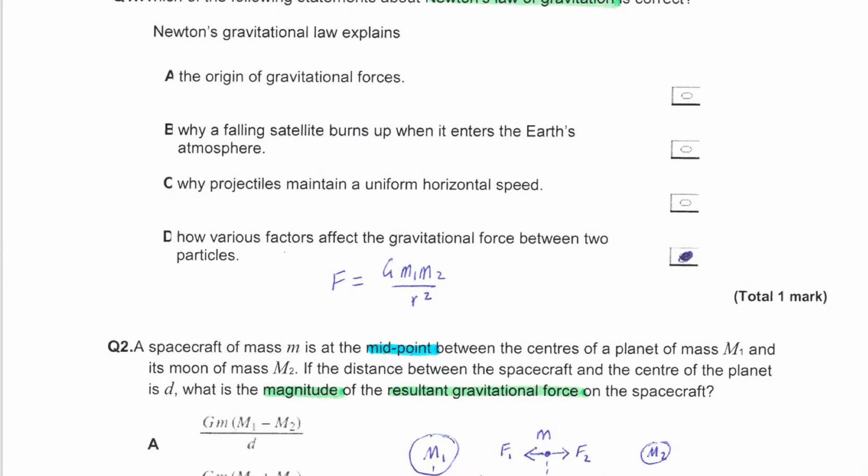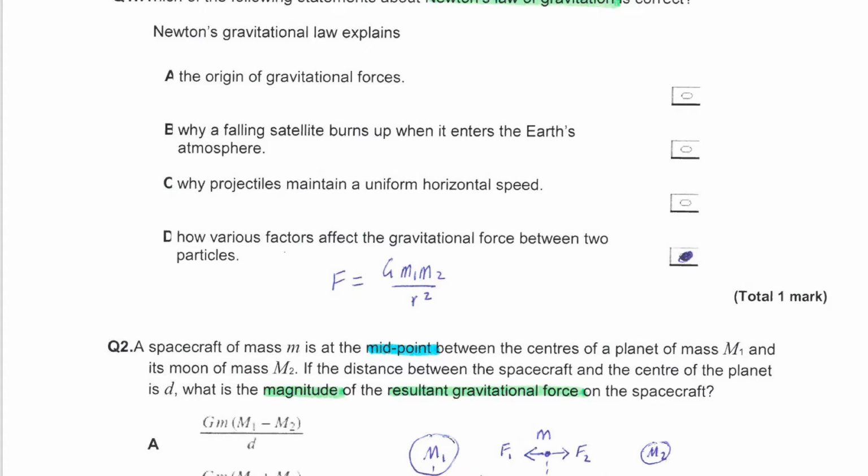This is the Gravitational and Electric Fields Homework Booklet, questions 1 to 3. The first question is very straightforward. Which of the following statements about Newton's law of gravitation is correct?